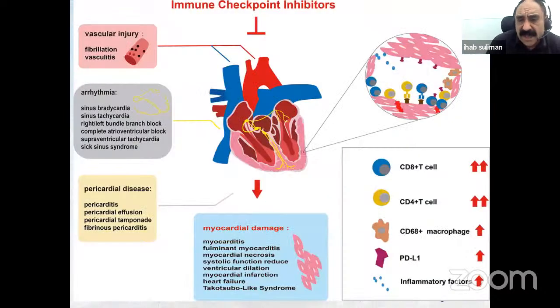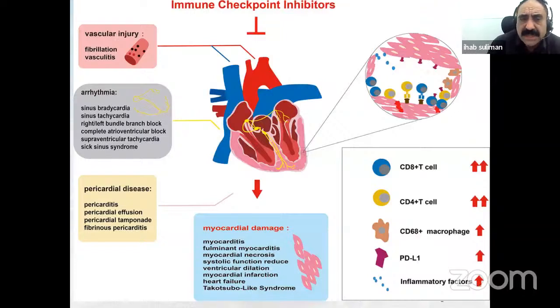So what does the immune system therapy do? It causes an increase in the CD8 T cells, the CD4 T cells, and the CD68 macrophages. All of these activate the immune system, and they can cause adverse cardiovascular side effects like myocarditis, fulminant myocarditis, and myocardial necrosis.